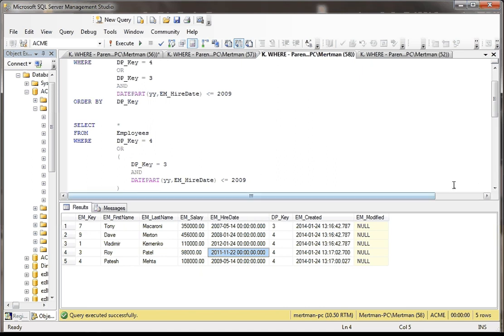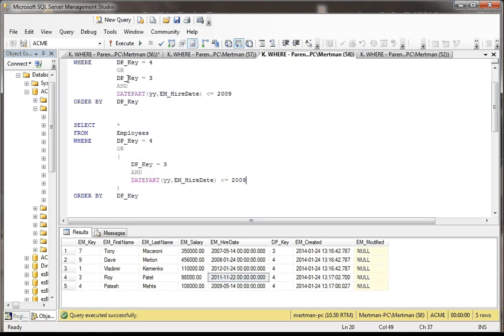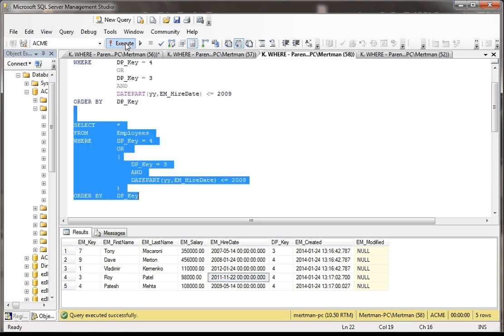But now you can see here, basically this is arbitrarily doing the same thing as this here, because I put the parentheses in a place where they're not really going to do anything for us. See, because it's already consolidating these 2, and then the OR separates out the 4. Here, we'll get the same results when we do this. It's basically saying DP key equals 4, or, and then this whole mess. It's 3 and it has the right date. So we're still going to get 5 records here.